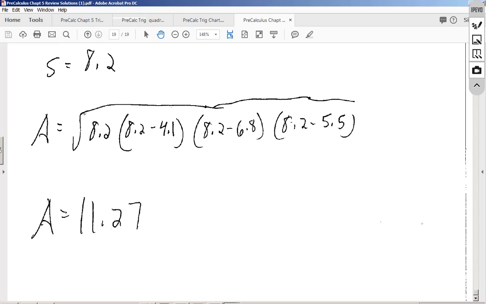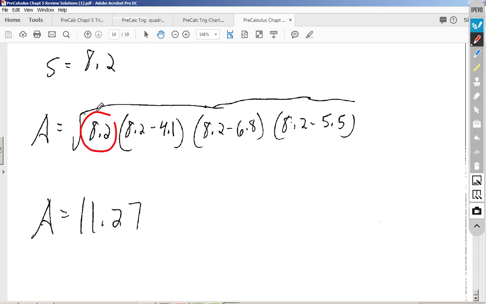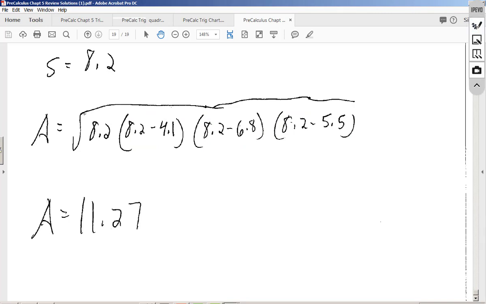Here's my formula for my area, and here's my S value, 8.2. I take that 8.2 minus my A value, which is 4.1, times 8.2 minus my B value, which is 6.8, and I take that times 8.2 minus 5.5, my C value. And I'm just going to put that in my calculator to find that area.